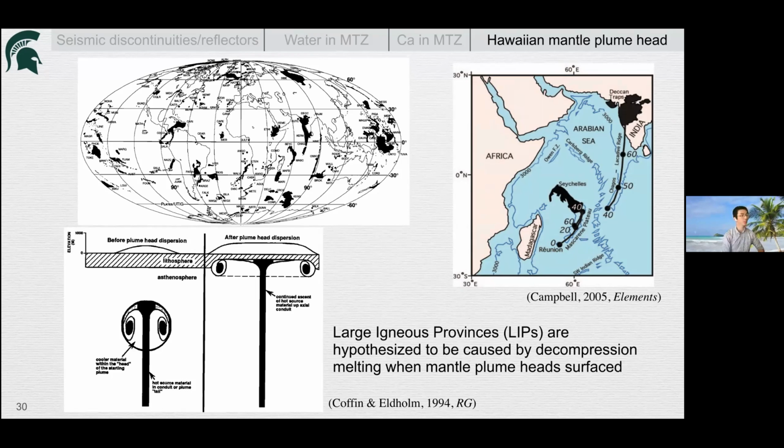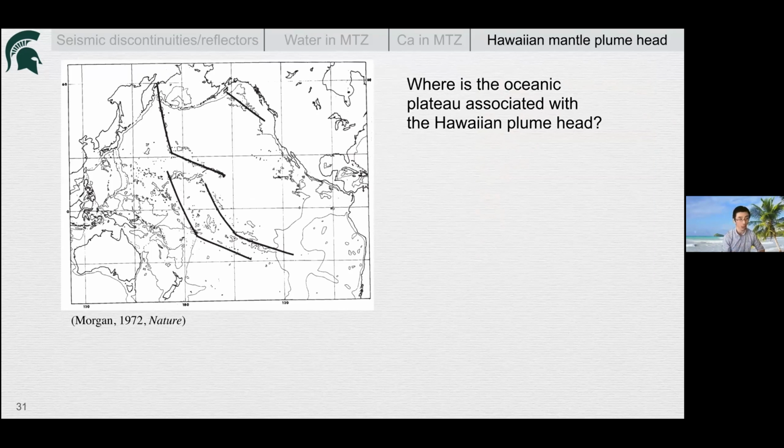But when we talk about plumes, of course, the first thing we need to think about is Hawaii. I believe this is the first-ever piece of evidence that Jason Morgan used to propose the hypothesis of the mantle plume. Now we have this very nice Hawaiian-Emperor seamount chain that tells us the history of the Hawaiian plume from the current state to the past. But my question is, where is the oceanic plateau that was generated by this Hawaiian plume? Well, it has probably already gone into the trench.